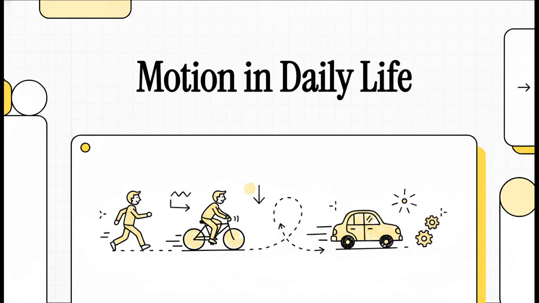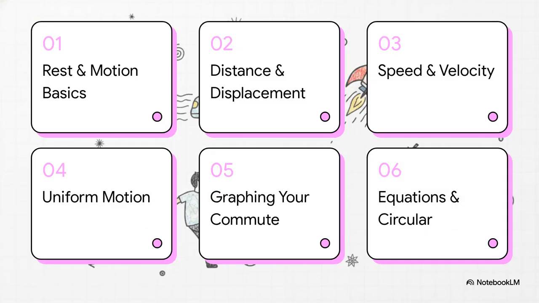We're going to uncover the hidden physics behind how you walk, how you cycle, and how you commute every single day. So here's our agenda for today. We're literally going to take a typical day and map it out. We'll cover rest and motion basics, distance, displacement and direction, speed, velocity and acceleration, uniform versus non-uniform motion, graphing your daily commute, and finally, equations and circular motion. Lots of cool ground to cover, so let's just jump right in.